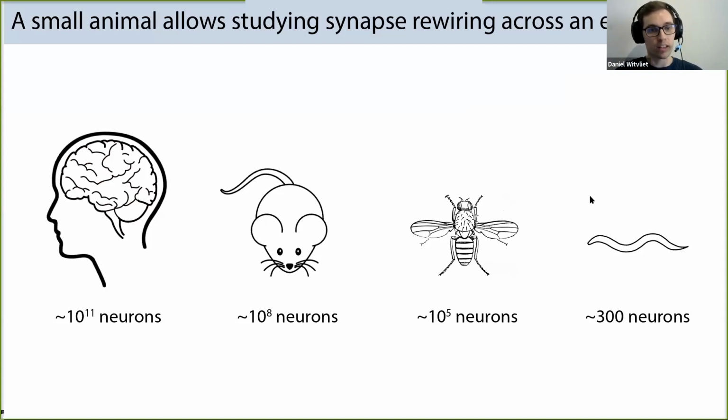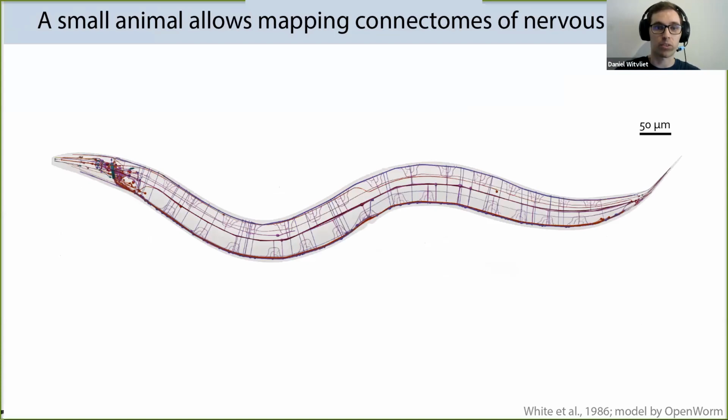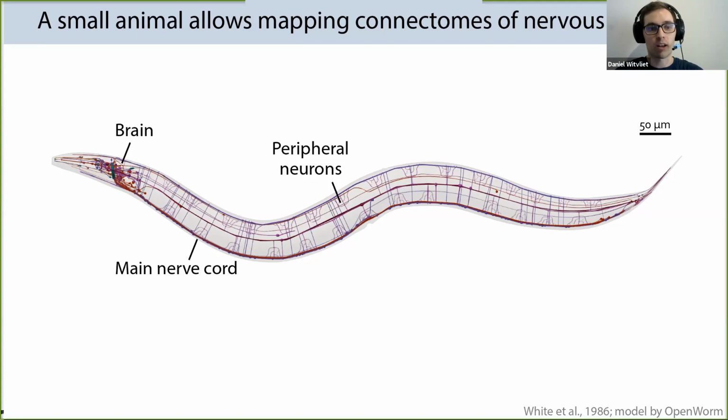And even though the C. elegans nervous system is small, it's organized similar to the systems of larger animals, meaning that the worm has a brain where most sensory information converge and decision-making happens. It has a main nerve cord where much of locomotion is controlled, and it has peripheral neurons throughout the body, most of which collect sensory information that's directed into the brain. So because of the small size, we can actually map the entire nervous system at synapse resolution, meaning that we can get a complete diagram of how all neurons are connected to each other. We call this kind of neural wire diagram a connectome.